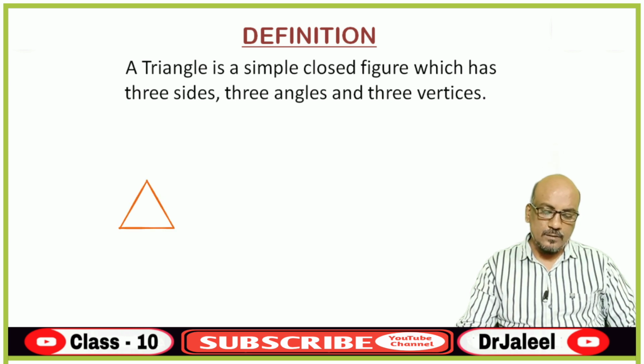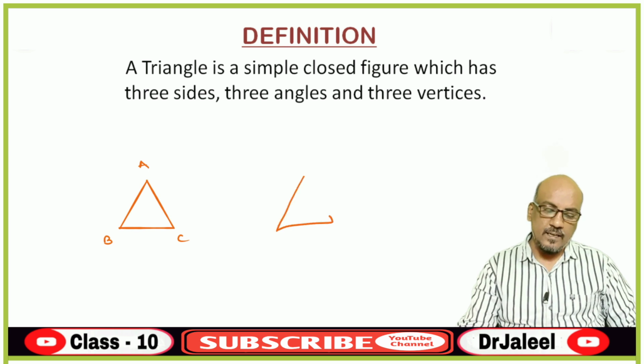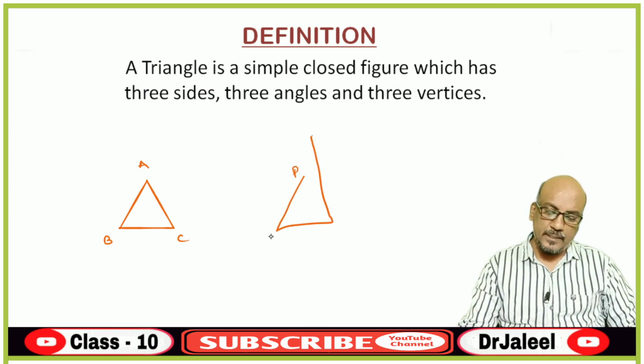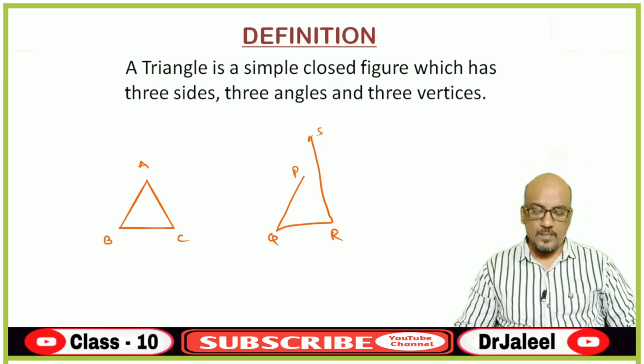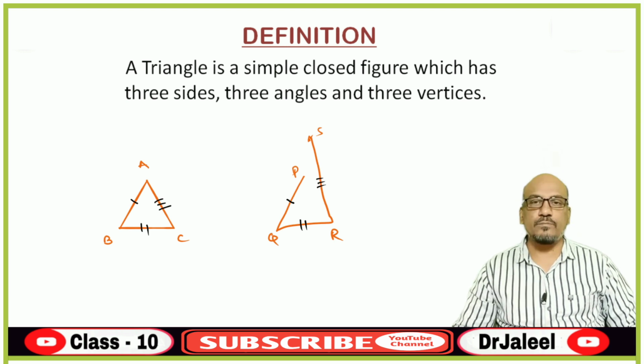Let us take 2 figures with 3 sides. Here I am taking one as A, B, C, and the other figure also with 3 sides, P, Q, R, S. So children, in both the figures we have 3 sides. AB, BC is the second side, AC is the third side. Here also PQ is the first side, QR is the second side, RS is the third side. But there is a lot of difference in both the figures.